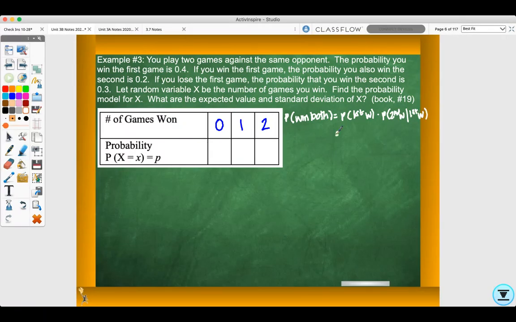So the probability I win the first game, they said, is 0.4. If I won the first game, the probability I also win the second game is 0.2. So the probability that I win both is 0.08.